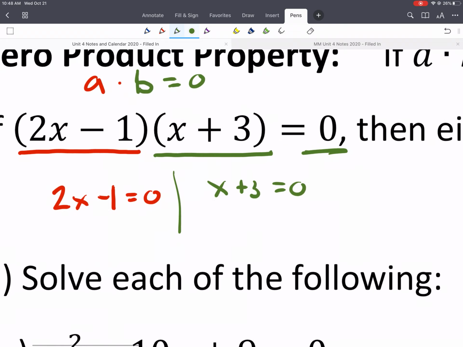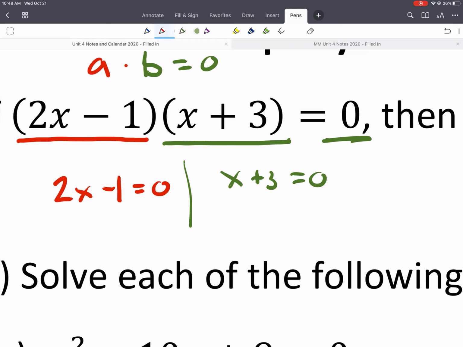Okay, so to solve that, all we need to do is add 1. I didn't want to do that color.